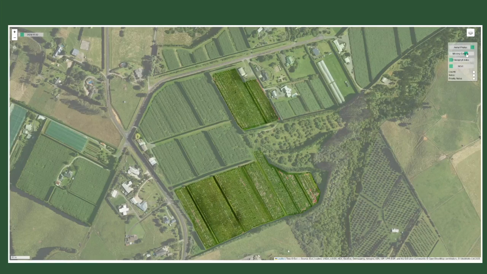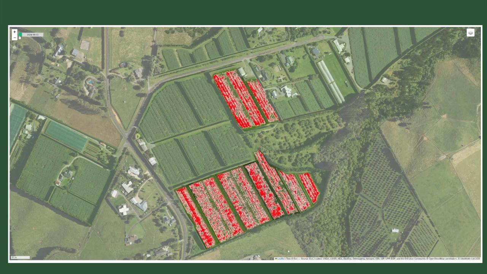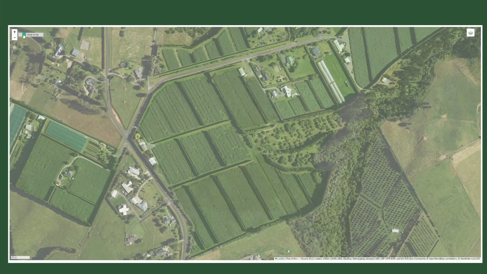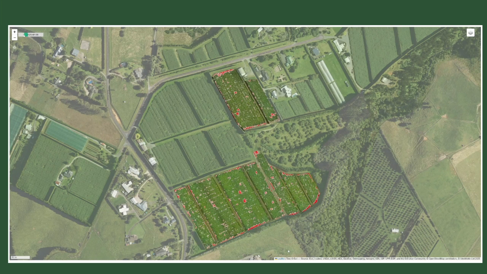Select Missing Canopy to visualize gaps in the orchard. Slide through the timeline to watch how the canopy fills in over time. A great way to track growth progress.